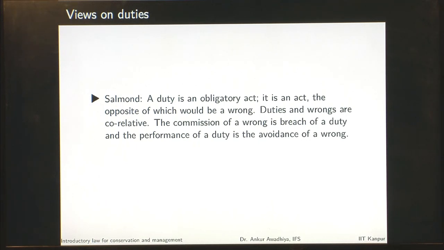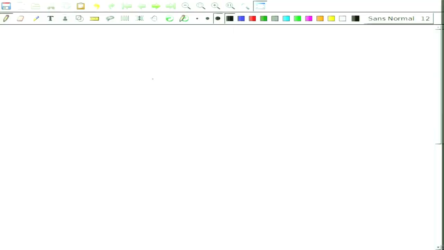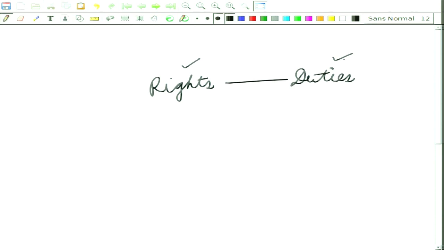So basically what we are seeing here is that you have rights, and every right has corresponding duties. So if you have a right, then it is a duty of others to do something. If they do not perform these duties, then they will be doing wrongs. So basically these three, rights, duties and wrongs, are correlated.